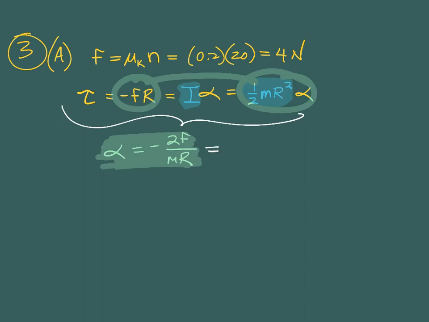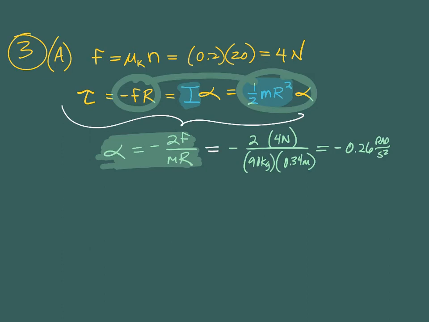And so if we start plugging and chugging stuff into here, we'll get -2 times that 4 newtons of frictional force. The mass of 90 kilograms is given in the problem, and the radius of the wheel 0.34 meters. And that means my alpha ends up being a negative 0.26 radians per second squared.